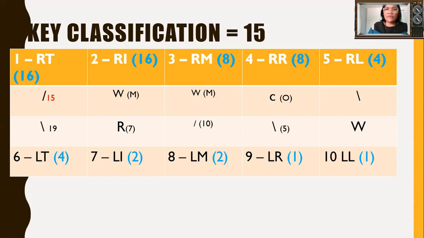Where did I get 15 here? You would notice that the first loop that appears here is located at the right thumb. So the ridge count of the first loop here is 15. You just get the ridge count. That is how you would determine the key classification.